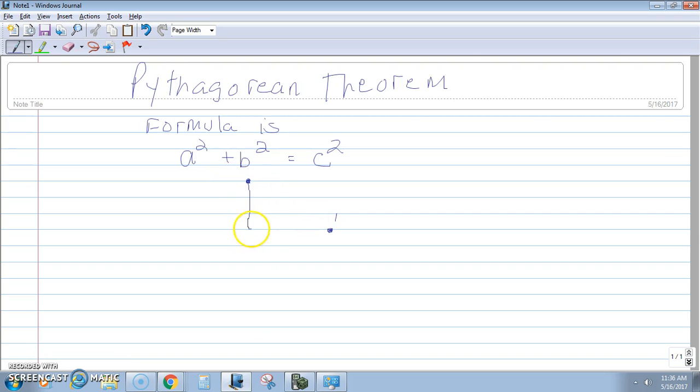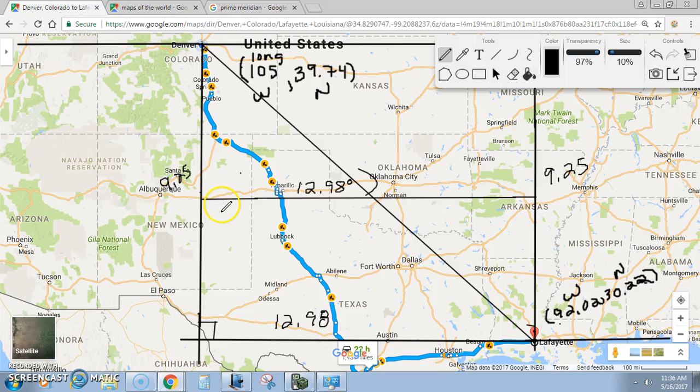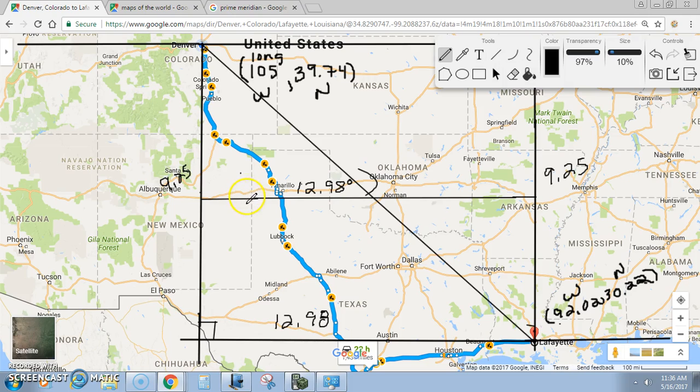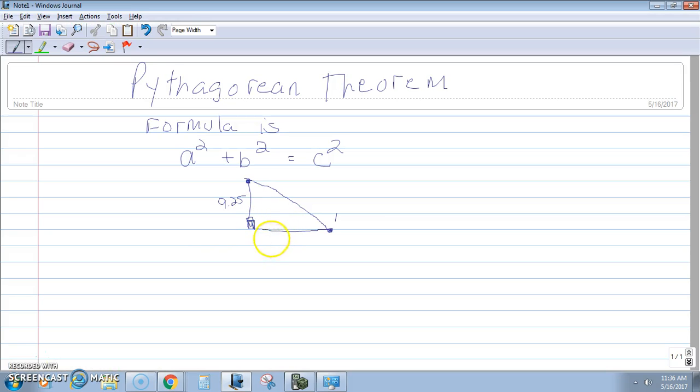Okay, so if we look at from Denver and we want to go to Lafayette, I drew this triangle. A and B are the lengths of the legs of the triangle that touch the right angle. So in my case, they were 9.25, and I have not changed to miles yet, and 12.98. It doesn't matter which one's A and which one's B. What does matter is that the longest side, the hypotenuse, is always C, okay?